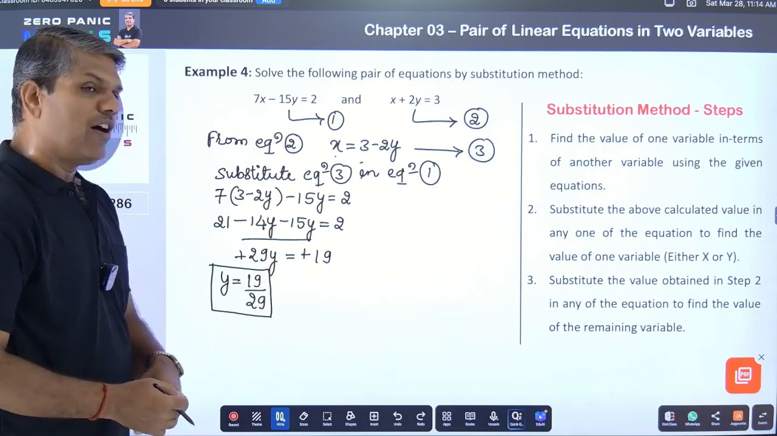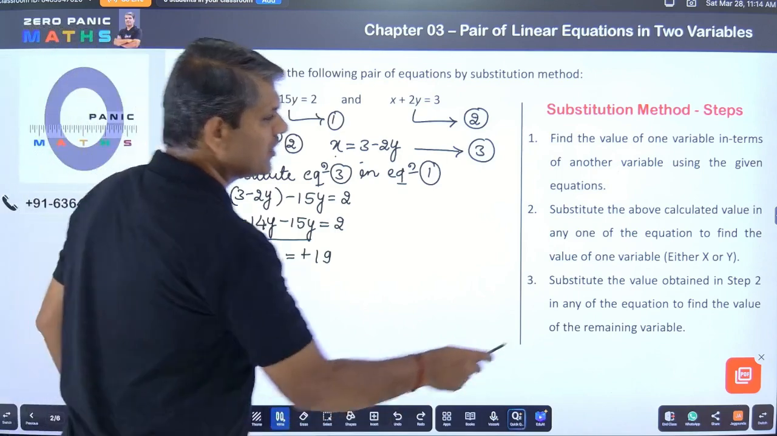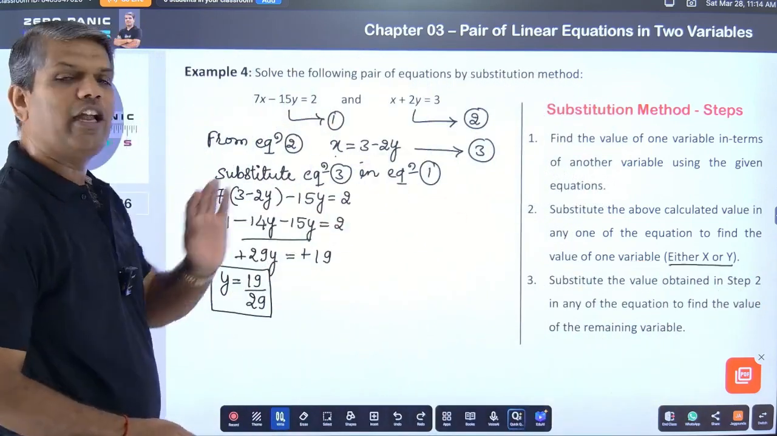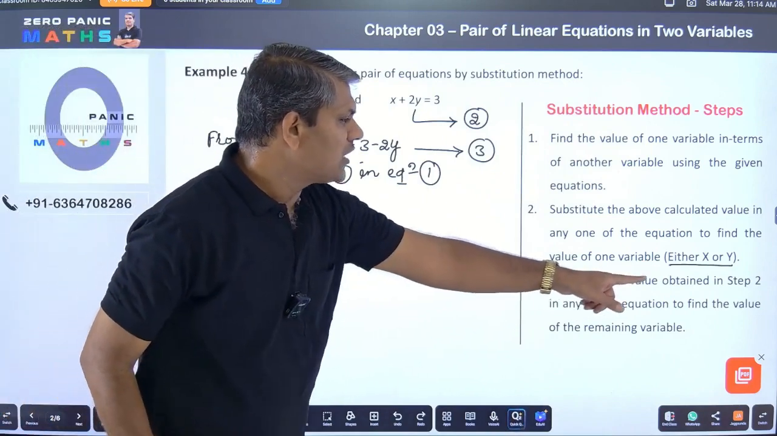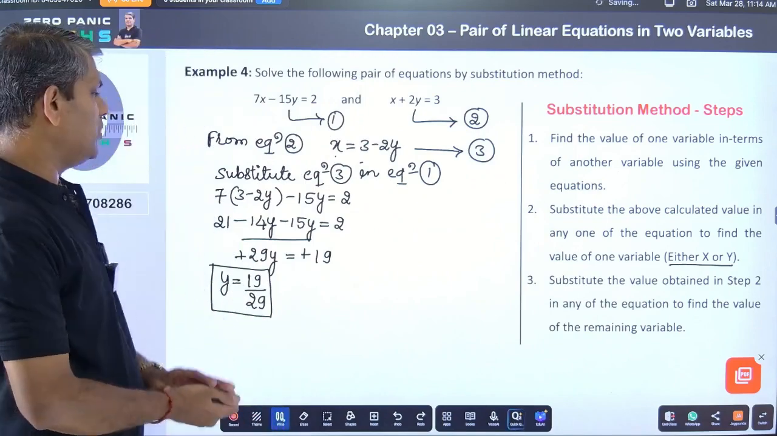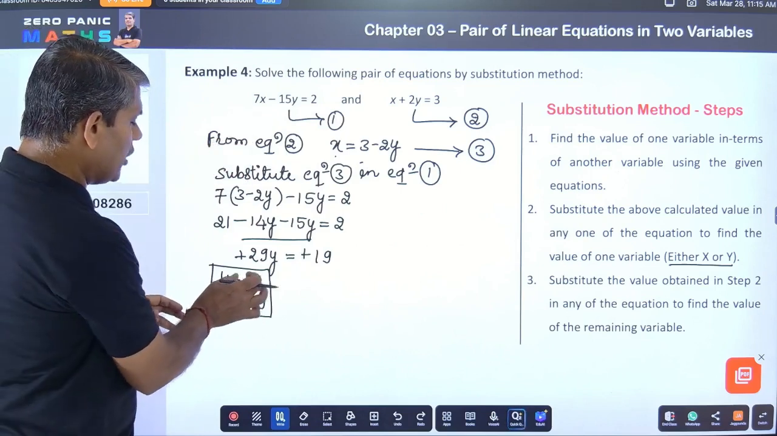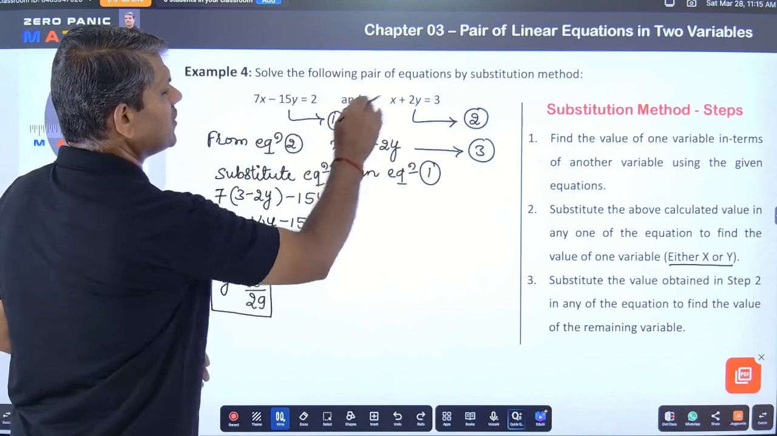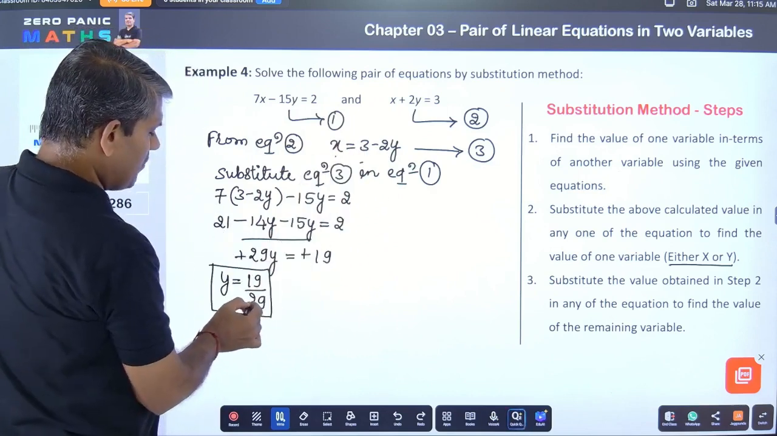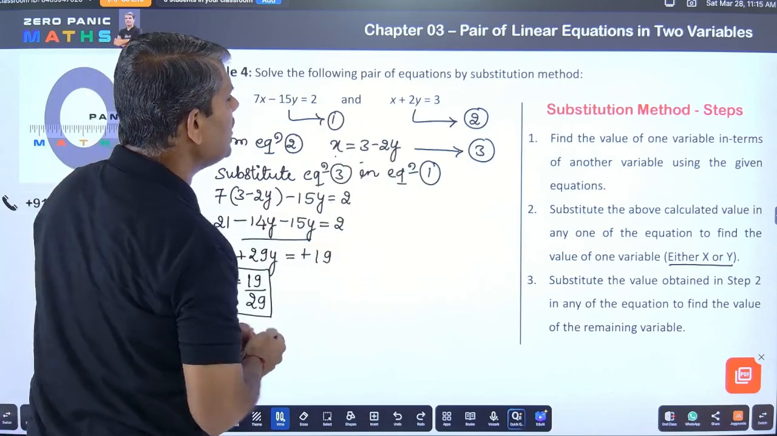So I got the exact value of one variable. Y is equal to 19 by 29. So that is the second step. You will either get the value of x or y. Okay. So I got the value of y. What is the third step? Substitute the value obtained in step 2 in any of the equations to find the value of the remaining variable. So the remaining variable to be found is x. I can put this value 19 by 29 in any of the equations. There are 3 equations, so it is easy for me to find the value of x by putting this into equation 3, because equation 3 is fully defined in terms of x and y.